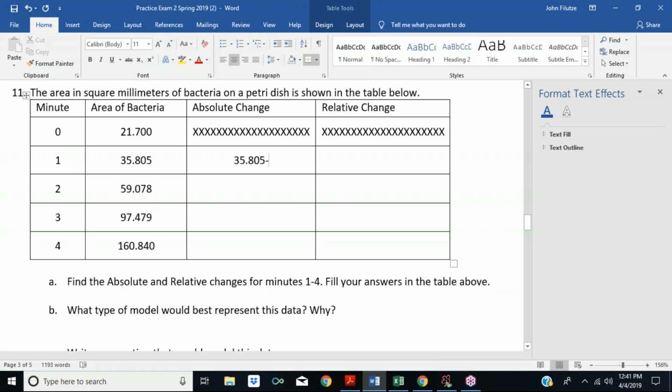To get the absolute change, we're going to take the current value minus the previous one. To get the relative change, I better put the result in here too. To get the relative change, we're going to take that and divide it by the previous value. And as a matter of fact, all of these end up with 0.65 as the relative change, just so you can make a note of that. And then I'll put the other values in just so you have them.